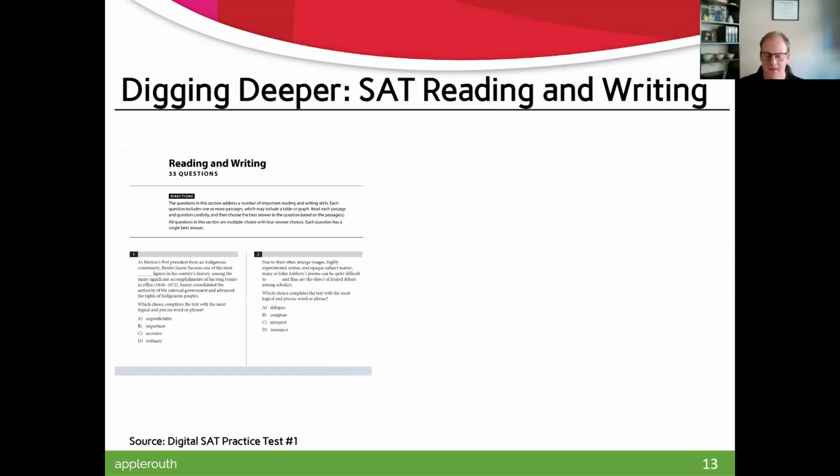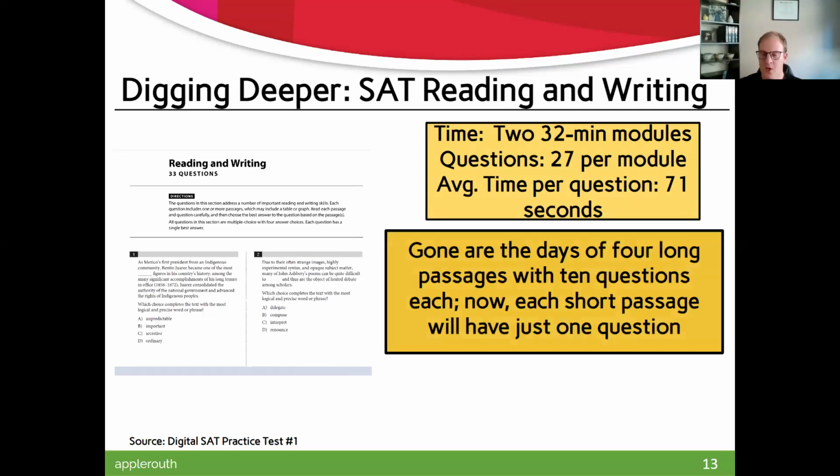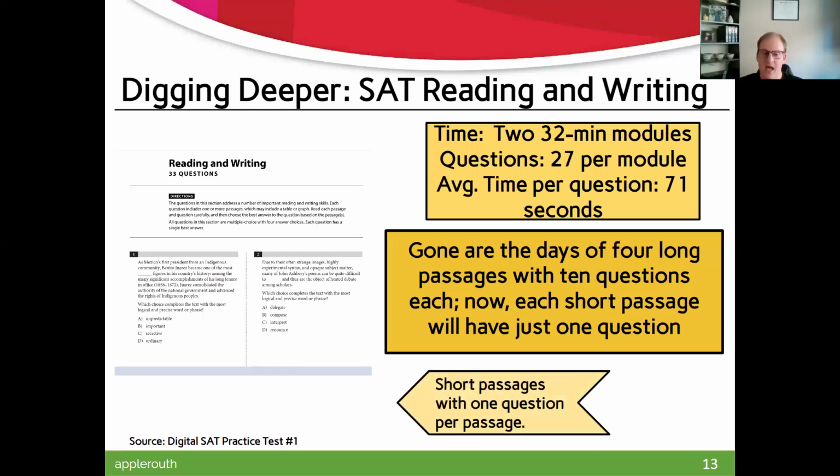So let's talk about the verbal sections. We said 32 minutes, 27 questions. No more long passages with a bunch of questions attached. Each short passage will have just one question. And you can see on the left here some examples. Every verbal module, every SAT now will start with some vocab questions.